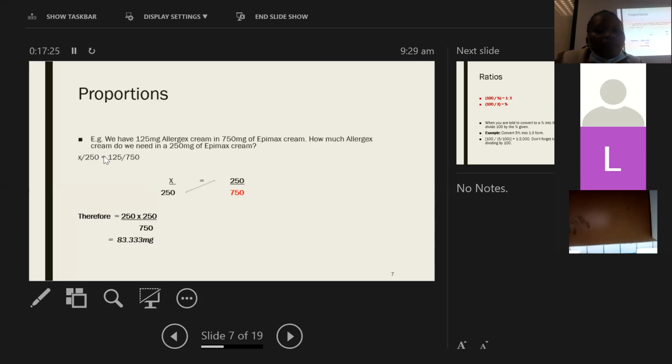Sorry everybody. I was focusing on the fraction-based example, so please ignore that part that says x/25 equals 125 over 750. Once I edit the slides, I'll remove it and we'll send you the correct slides. Let's just focus on the part that is in fractions now. You take your 250 multiplied by 250, and then you divide it by 750, and that will give you 83.33 milligrams. That's the amount of Epimax that you need for the smaller container, which is 250.